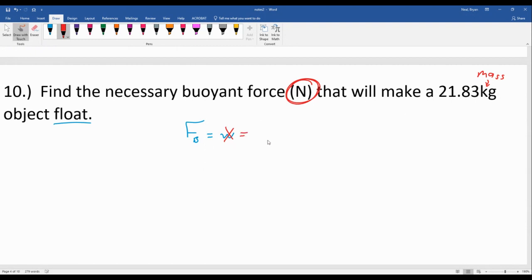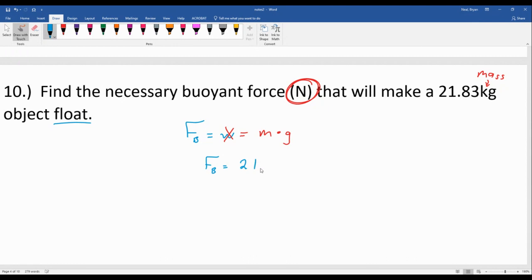But what we can do is take it a step further. We happen to know that weight can be found by taking mass times gravity. We have mass here. We're going to assume that we're on Earth where we know what gravity is, and now we can put this together. So still don't know the buoyant force, but hopefully I'm about to.